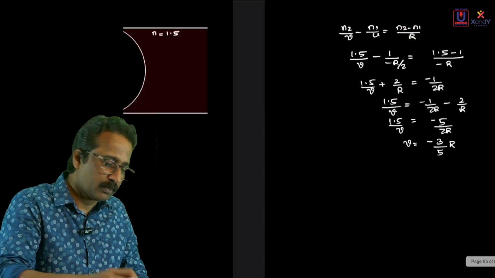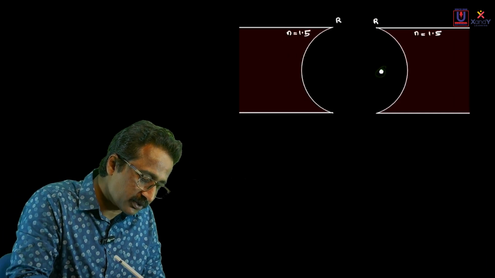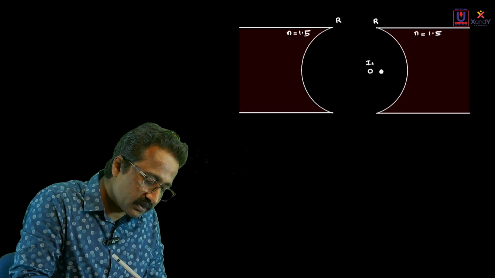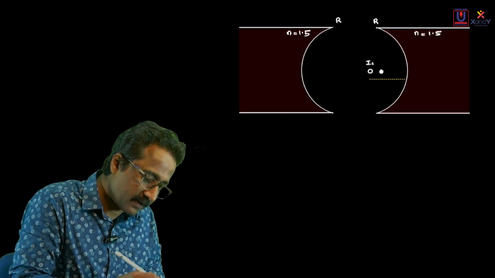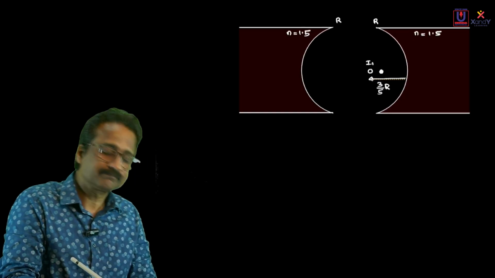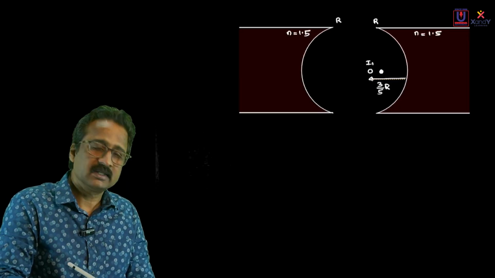Okay, let me go back to the original figure and show it. If this is the object, I'll show the position of the image. This is the image, let me call it I1. What I got is this distance, which is obtained as 3 divided by 5 times R. That's the position of the first image. In a similar way, we find the position of the second image.